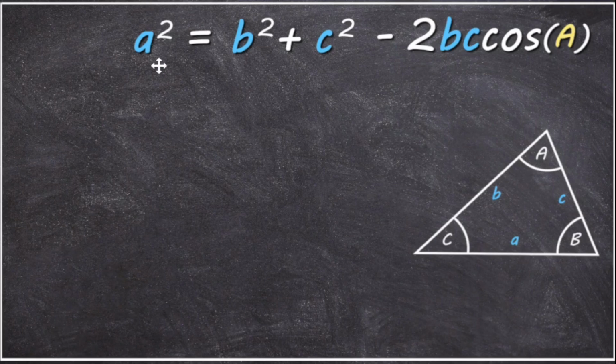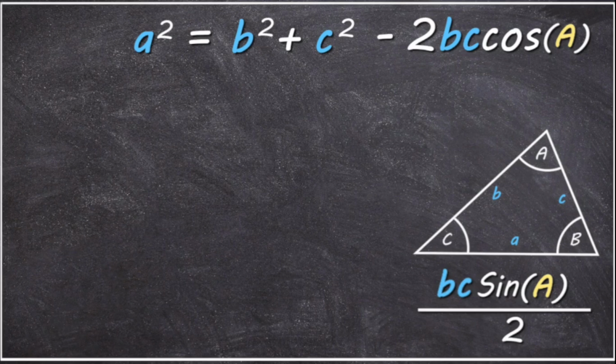Going to prove the cosine rule, a squared equals b squared plus c squared minus 2bc cosine of A, using the fact that the area of this triangle can be given by the formula b times c times sine of A divided by 2. We'll draw a square whose edges are the same length as the base of this triangle.